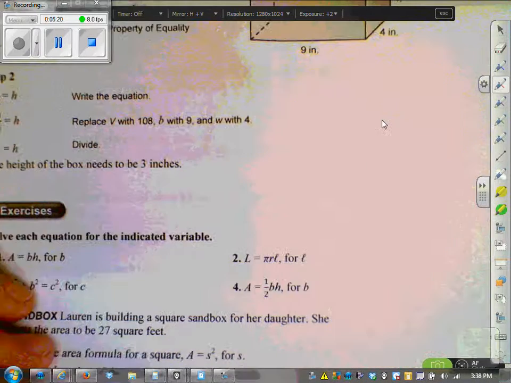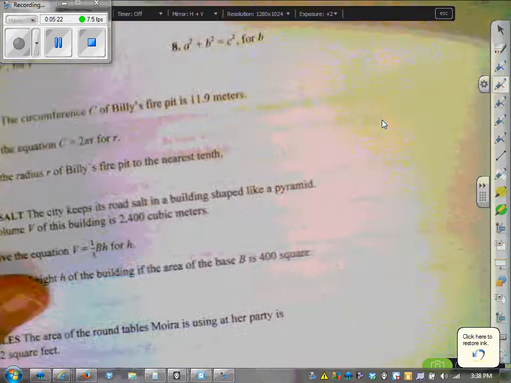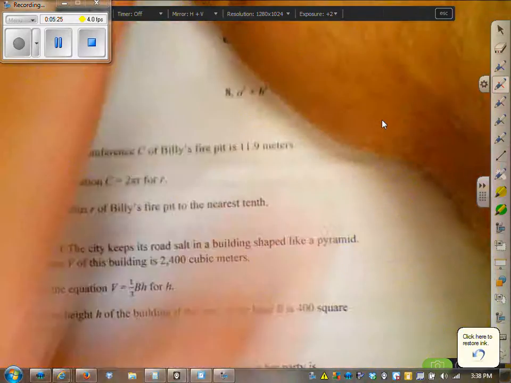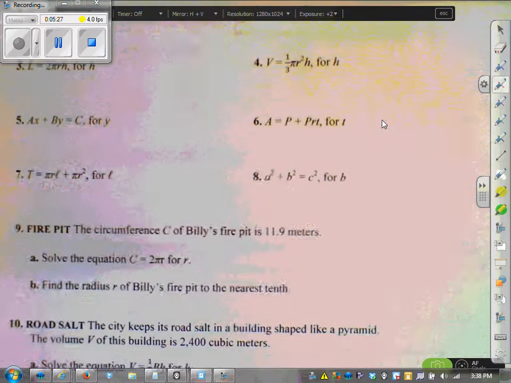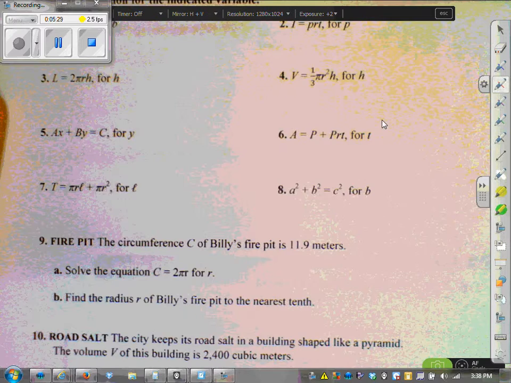Let's look at the back. There are a few more that I want you to look at. Most of them, like I said, are very easy. It's not going to be very hard at all.